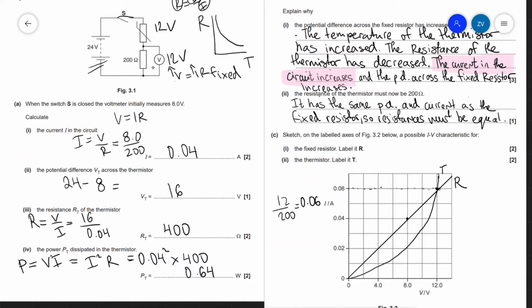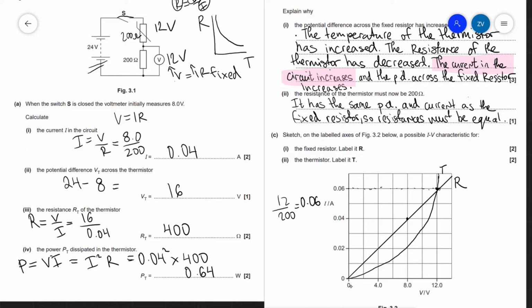Additionally, for the graph, which has been labeled with T for thermistor, this will also pass through the same point because this guy here also has 200 ohms. So this means that essentially the IV characteristics of the thermistor will pass at exactly the same point with a current of 0.06 amps at 12 volts. Additionally, it will also pass through this point, which is 8 and 0.04. However, with a straight line gradient, this is kind of inevitable.